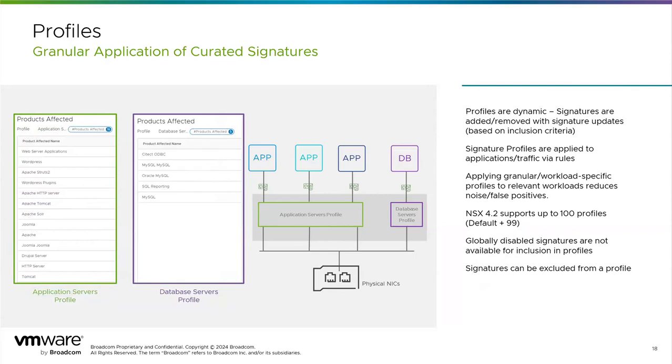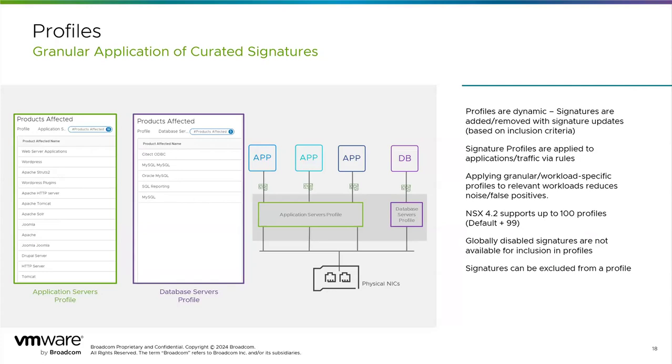When we look at the granular application of curated signatures, you'll understand that the profiles are dynamic. Signatures are added and removed with signature updates. These profiles are applied to applications and traffic via the rules that we've already done within the distributed firewall, which is then merged into the IDPS configuration. So again, you need to understand you're following suit of whatever your firewall is configured for. Your profile should align with that allow or deny.